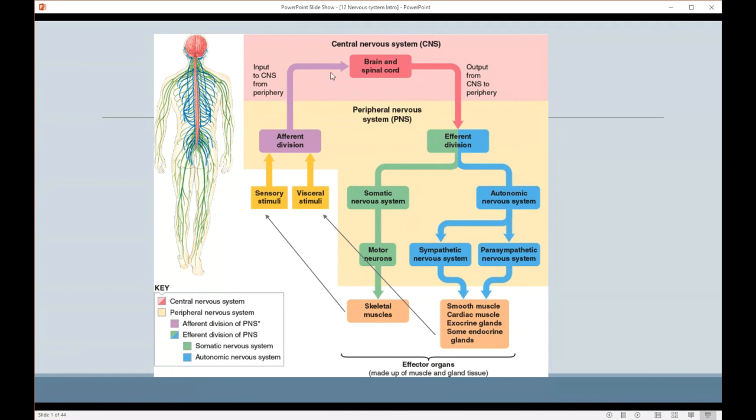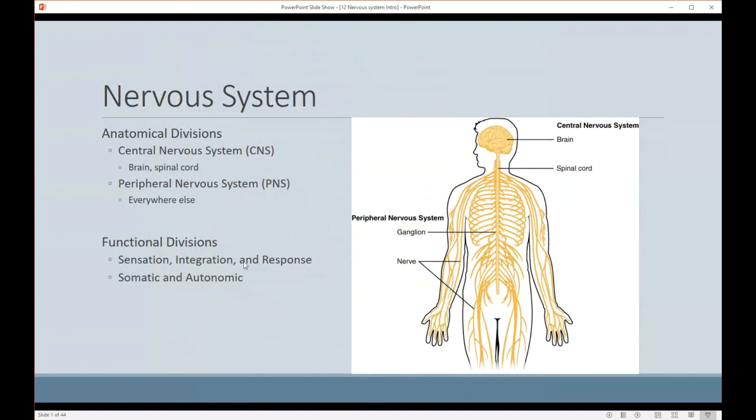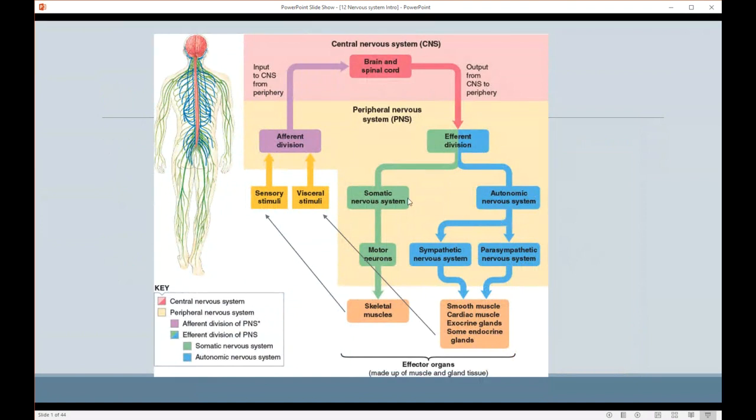Okay, so we have that arriving information coming back into our brain and spinal cord so that we can then do something about it. Okay, so this is our sensory information. We can integrate and then we can respond. Okay, so sensory, integration, response. Okay, so here's our functional divisions. Okay, we also have autonomic and somatic. Okay, also for our functional divisions.